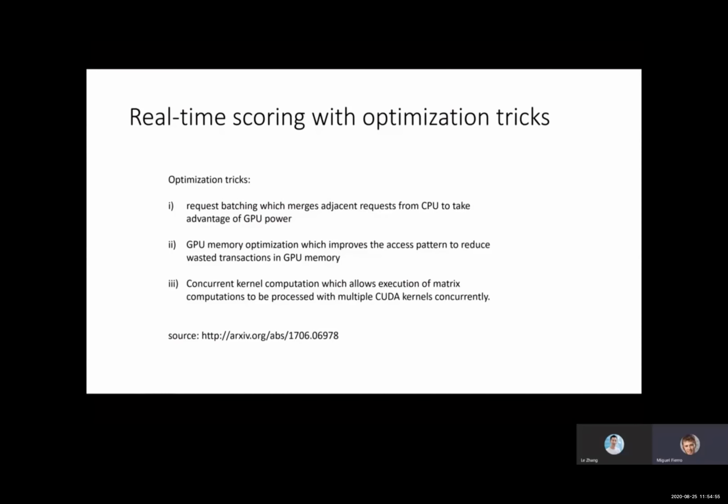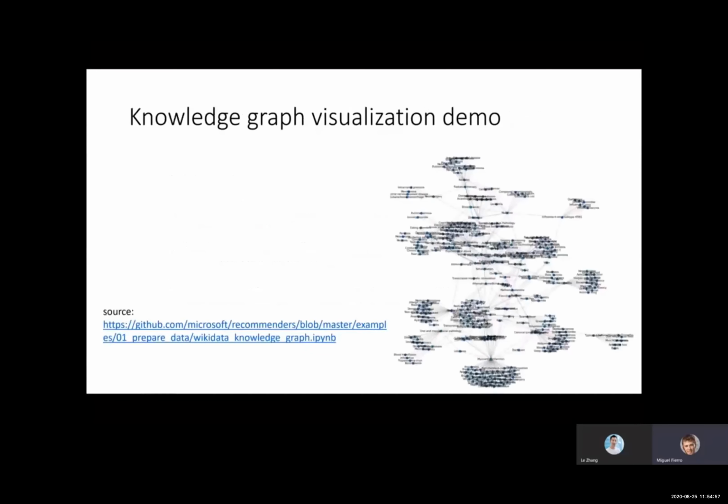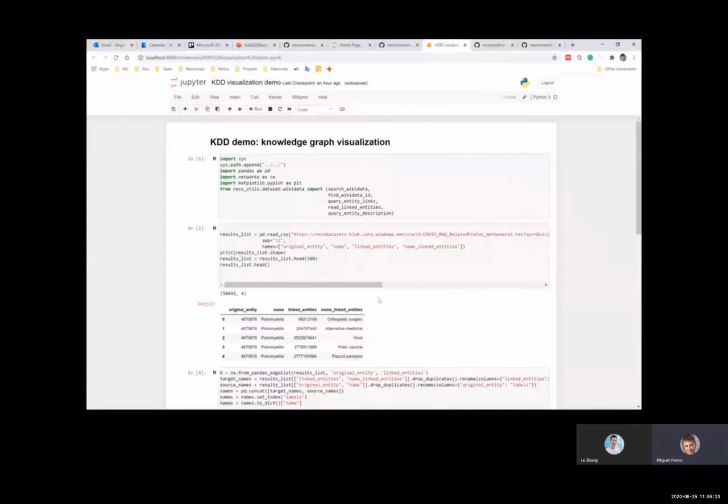Okay, so once we've seen the operationalization options, we're going to change the subject a little bit, and we're going to show a demo on how a knowledge graph can be visualized. This is something that we actually have in our repository, in the recommenders repository. So I'm going to change my screen, and we're going here, right?